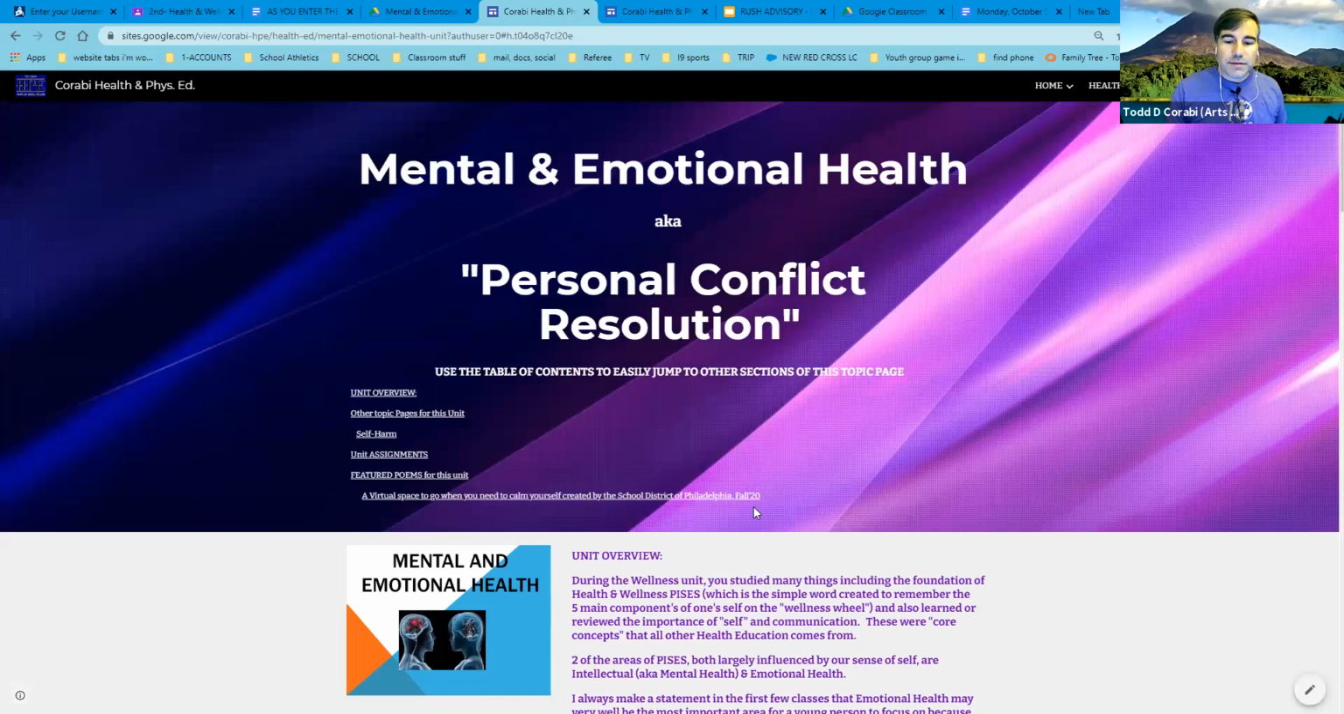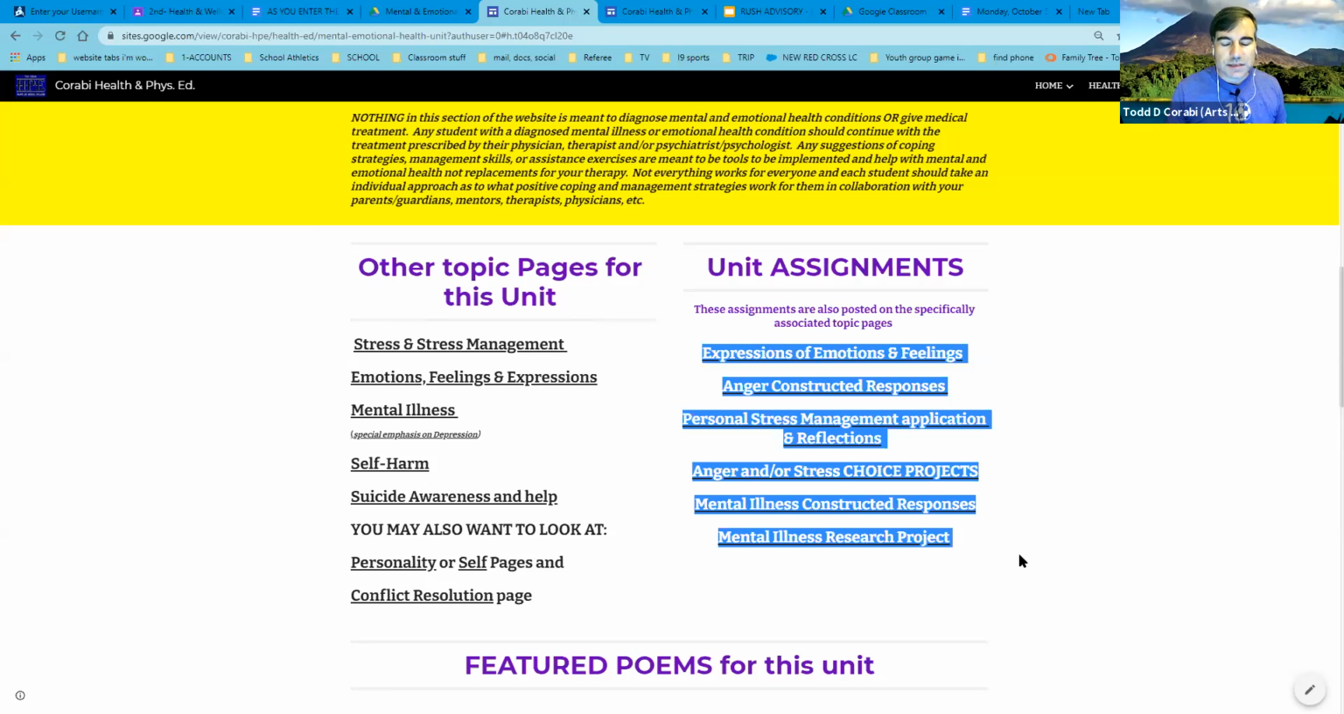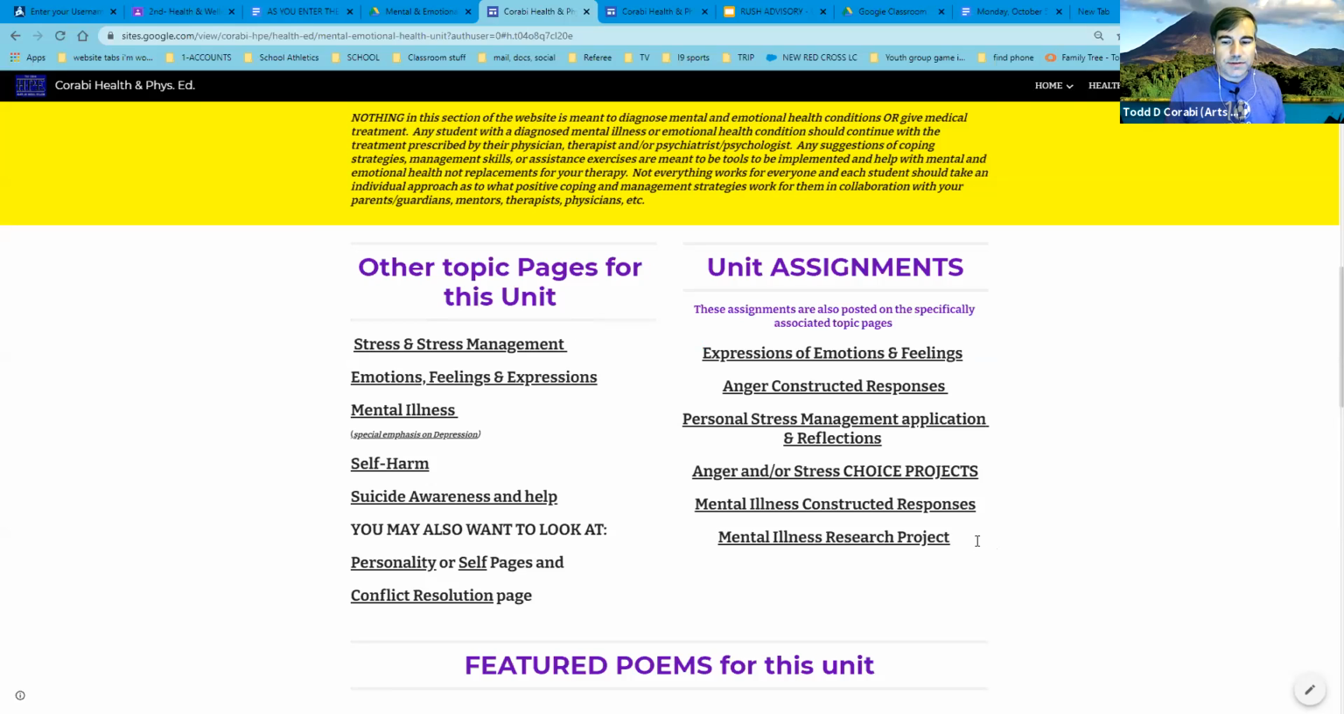So primarily, of the topics, the top two, stress and stress management and emotions, feelings, and expressions, are the ones we're going to do. Also, consequently, in terms of the unit assignments, we're skipping some of these. For example, the mental illness research project and constructive responses, we're not doing this year. The anger constructive responses, we are doing. The expressions of emotions and feelings, we are doing. That's actually a pretty quick assignment that we do in class. The anger or stress choice projects, we are doing.